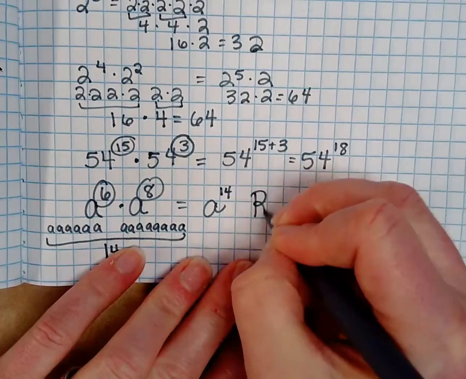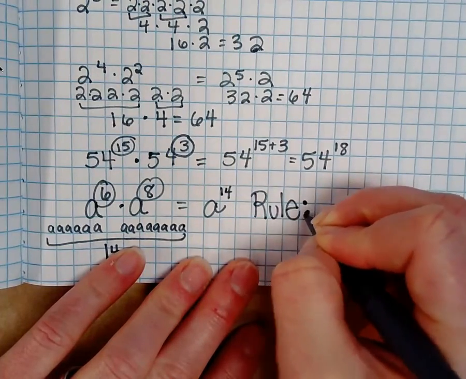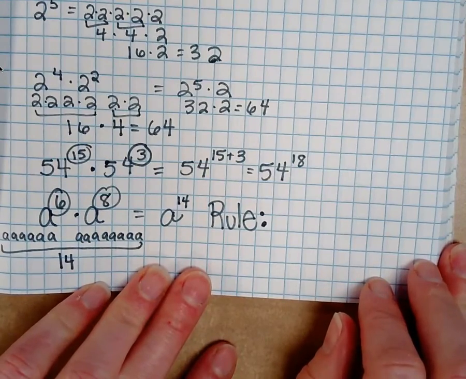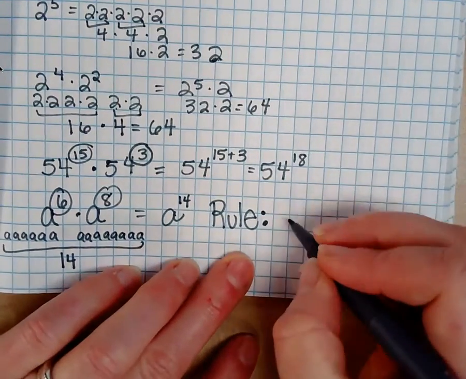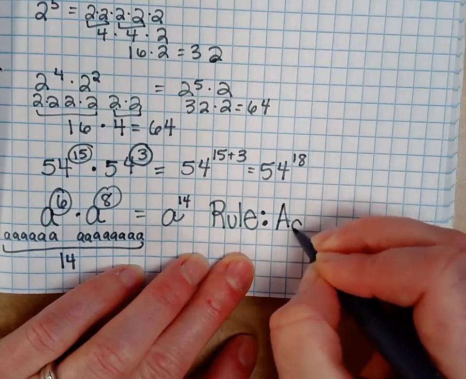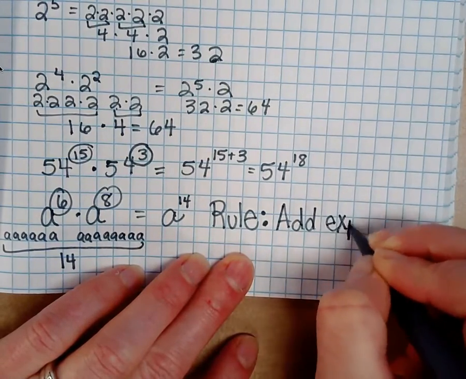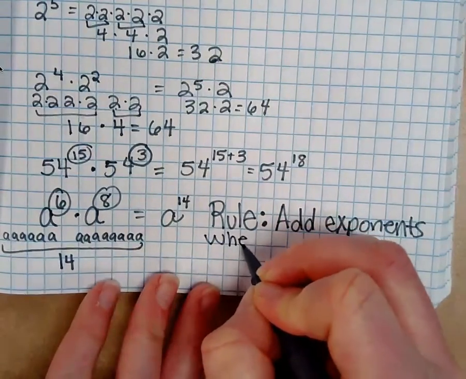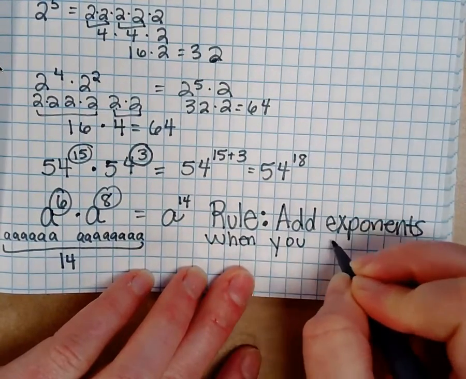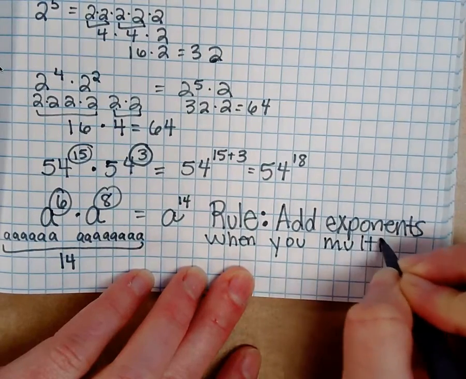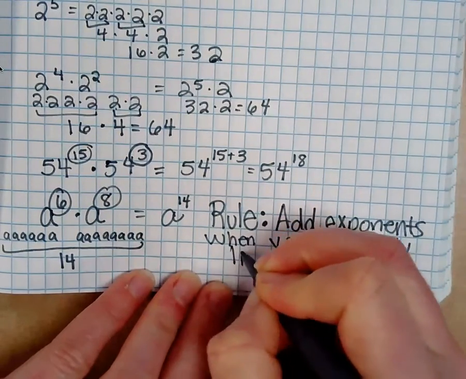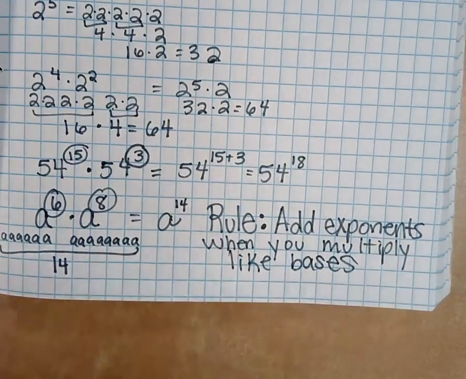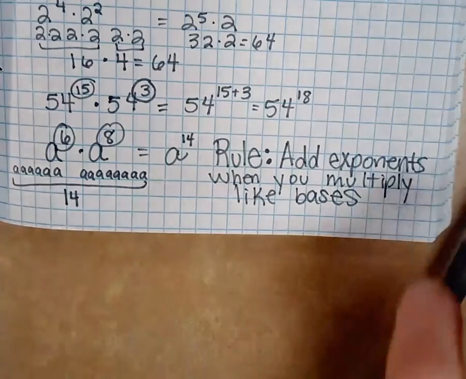So what is the rule when you multiply like bases? What do I do with the exponents? Yep. Add exponents when you multiply like bases. Just like terms, we're talking about like bases. Add exponents when you multiply like bases.